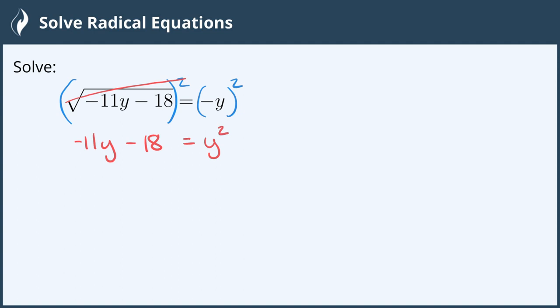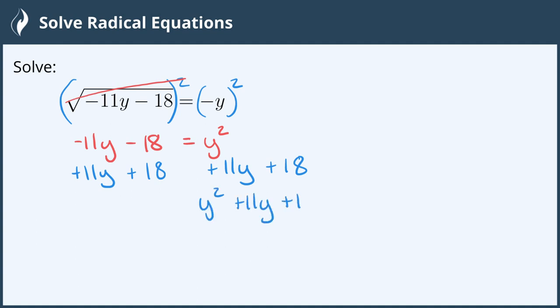Now we need to move all of the variables to one side of the equation, so I'm going to add 11y to both sides and add 18 to both sides. So I get positive y squared plus 11y plus 18 equals 0. Now we can factor this side of the equation and then use the zero product property to solve for y. So to factor this, we're going to look for all of the factors of 18 because our coefficient in front of the y squared is a 1.